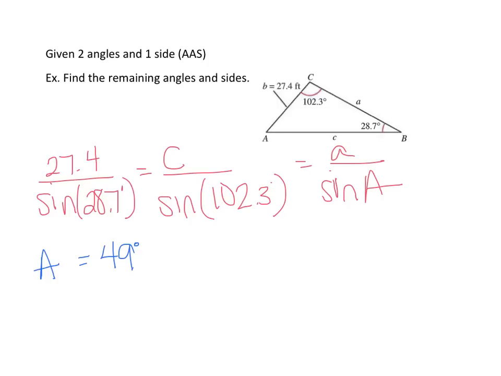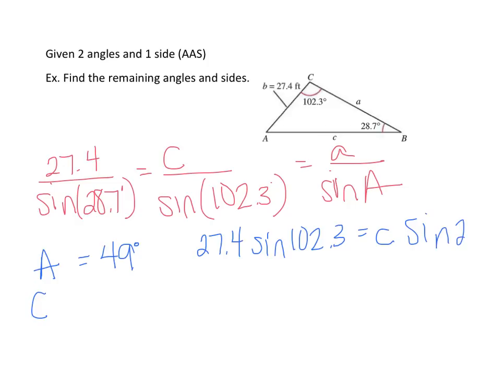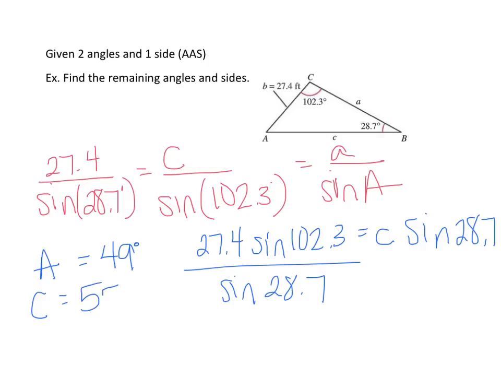Okay, to solve for little c, I'm going to cross multiply: 27.4 times the sine of 102.3 equals little c times the sine of 28.7. Divide this side by sine 28.7, and we get 55.75. So we're saying that this angle is 49, little c is 55.75.